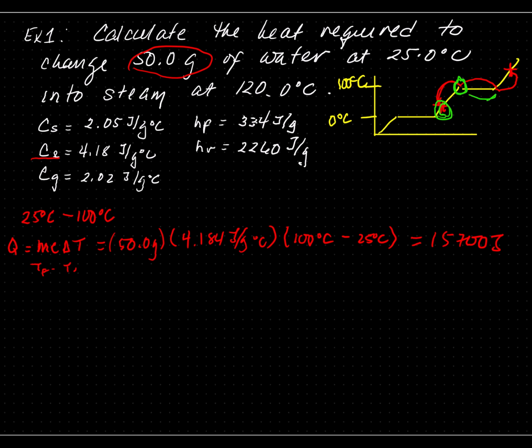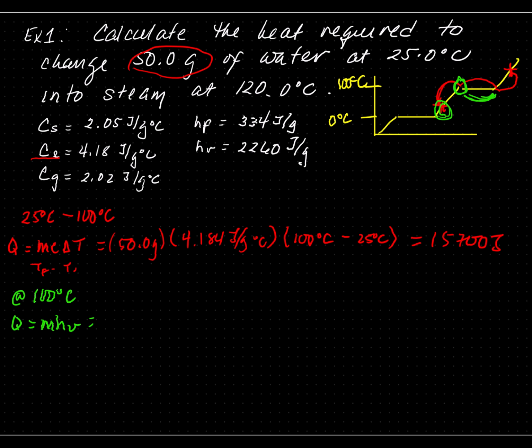We went from right here, which was 25, to 100 degrees. Now we are at the vaporization point. When a substance is vaporizing, we know there is no temperature change. At 100 degrees for water, since there's no temperature change, the formula becomes Q = mHv.